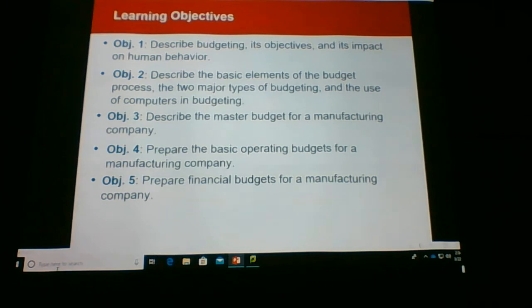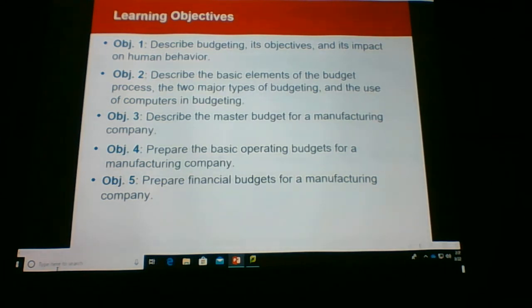Okay, so what we're going to be talking about over the next couple of weeks or so is the budgeting process. And this PowerPoint presentation in total will be broken down into about 5 or 6 parts. So this is part 1.